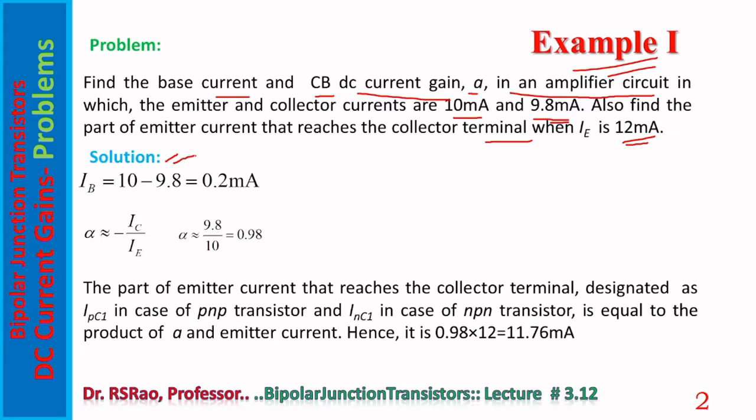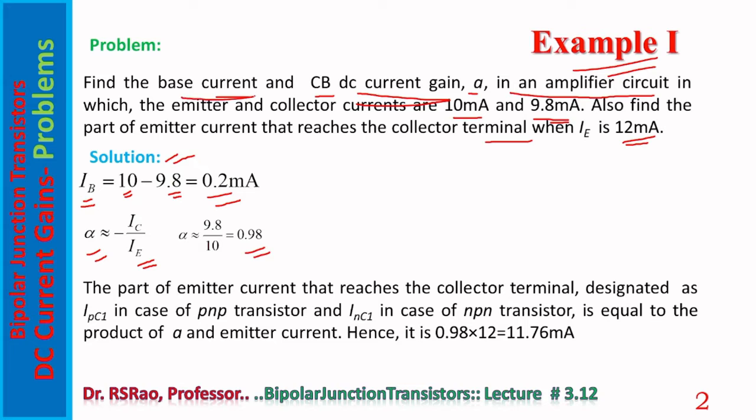Solution: base current is emitter current minus collector current. Emitter and collector currents are given as 10 milliamperes and 9.8 milliamperes. Substituting, we get base current as 0.2 milliamperes. Alpha, which is a CB-DC current gain, is approximately IC by IE. Collector current is given, emitter current is also given. The ratio can be determined without much difficulty. It turns out to be 0.98.